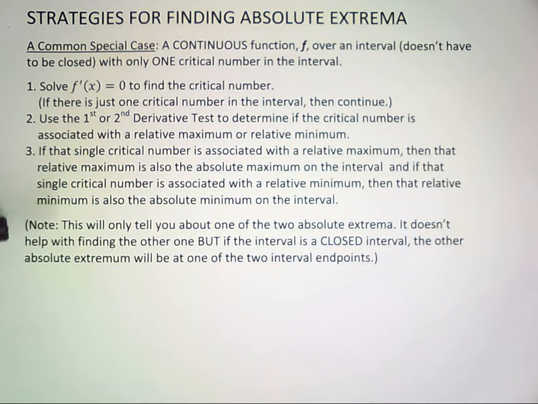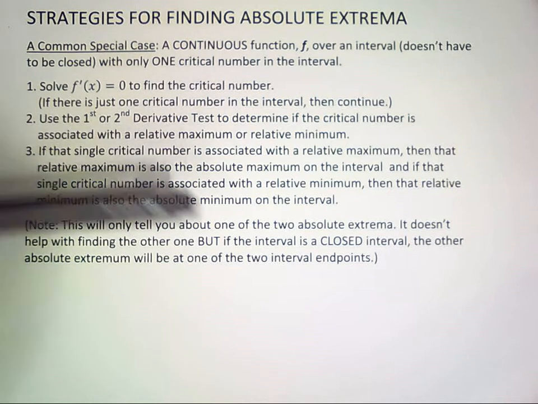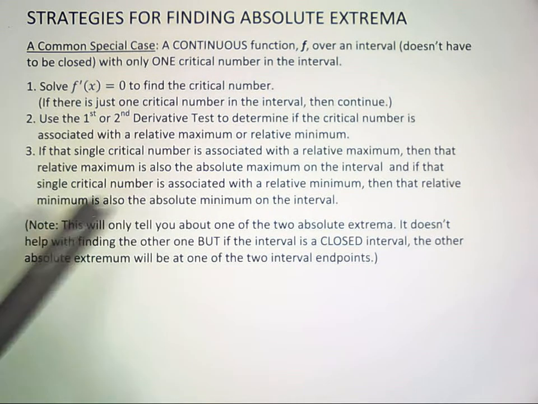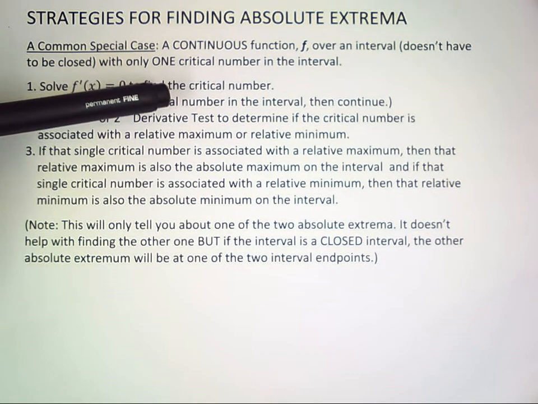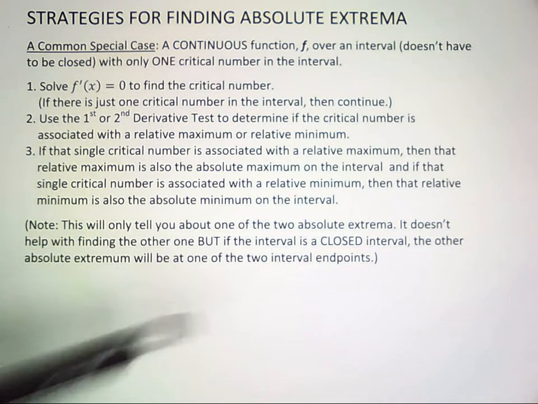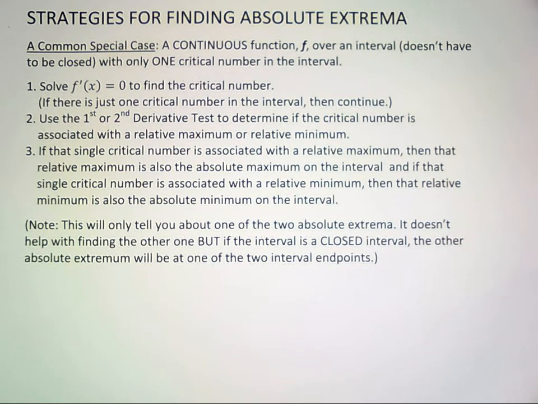The other thing that I would say is this only tells you about one of the two absolute extrema. Since you only have one critical number in the interval, this procedure doesn't say anything about finding a second absolute extrema. So if you go through this procedure and find out that you have an absolute maximum, this procedure doesn't tell you anything about whether you have an absolute minimum or not. And if you go through and find out that you have an absolute minimum using this procedure, you still don't know whether you have an absolute maximum or not. You have to use some other analysis, but it does help you find one of them.